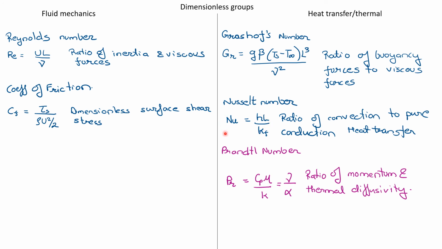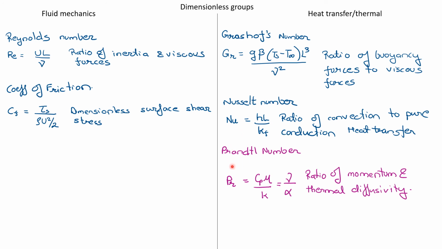So what does this mean? This means that your numerator defines the amount of heat being transferred purely due to convection, and your denominator defines how much heat is being transferred due to conduction. That's what your Nusselt number says, and we'll be looking at these numbers in detail as we move to chapters 6, 7, 8, and 9, and we'll be deriving some of them as well.